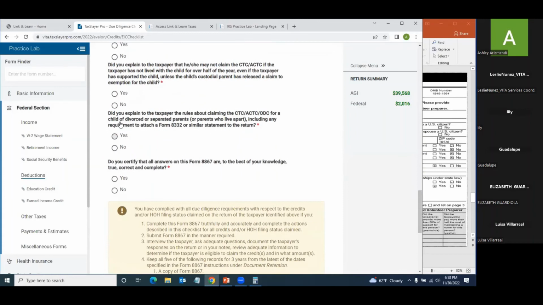And then, did you explain to the taxpayer the rules about claiming the child tax credit for a child of divorced or separated parents who live apart, including any requirement to attach Form 8332 or a similar statement to the return?